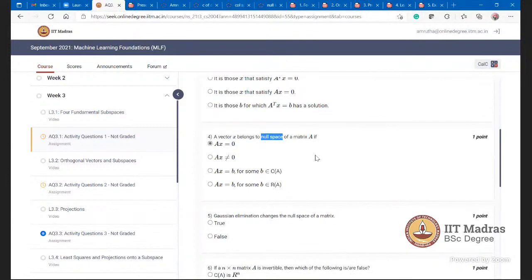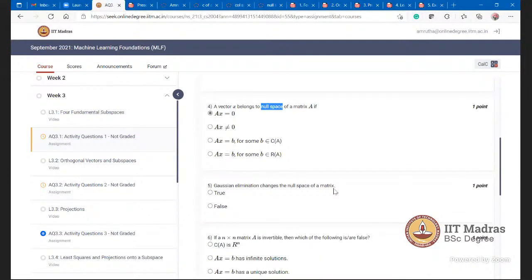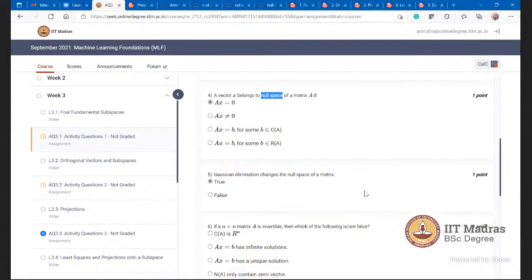Okay. The next question is: does Gaussian elimination change the null space of a matrix? Definitely it's not going to change the null space of the matrix, because when you eliminate the rows of a matrix A, it leads you to a reduced form, which is again equivalent to the form of the matrix A. So that's why this is not going to change the null space of the matrix.